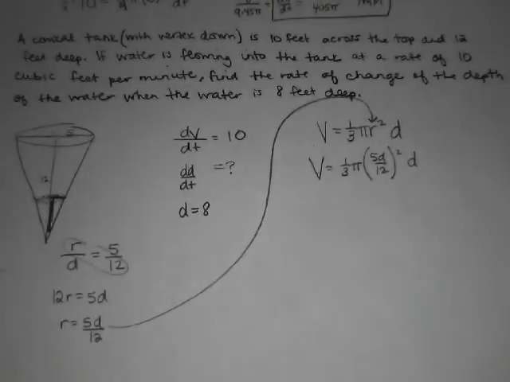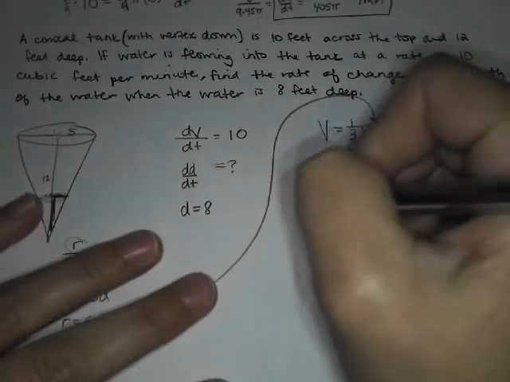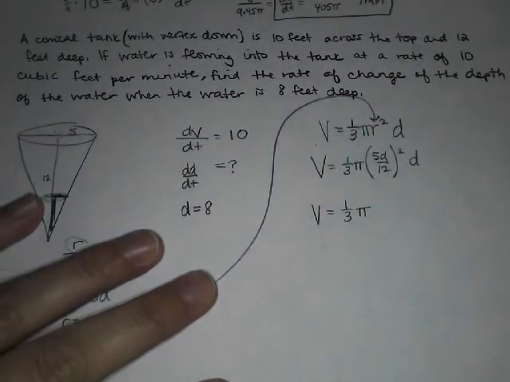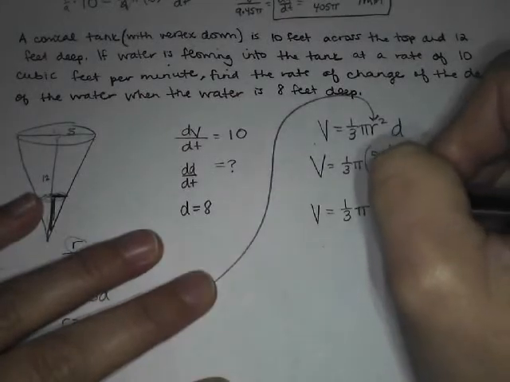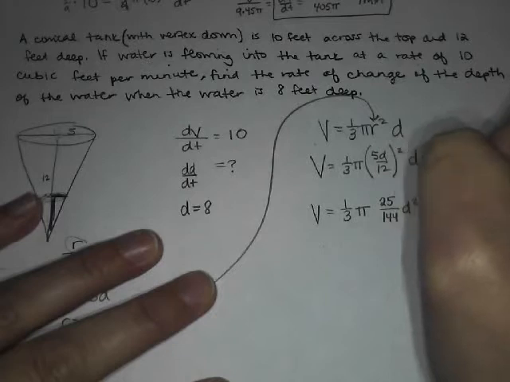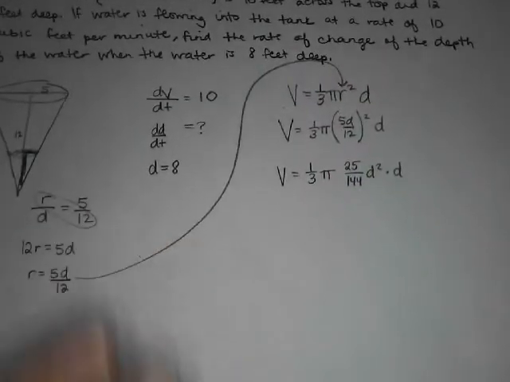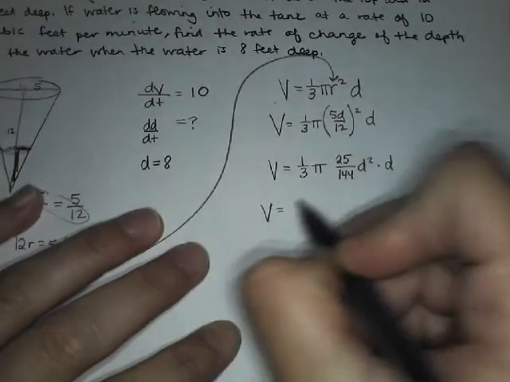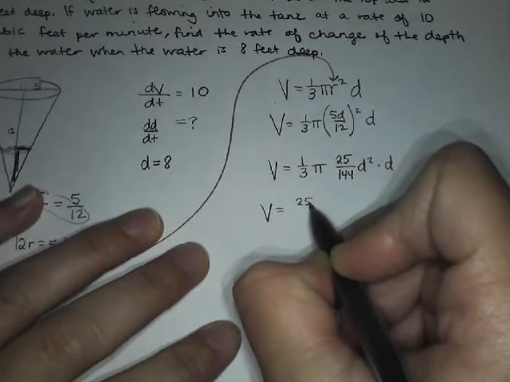All right, so when we clean this up, the 5D over 12 is going to become what, Maggie? When we square it. Good, 25 over 144 D squared times the D that's still there. And those numbers aren't very nice. 25 over 144 times 3.